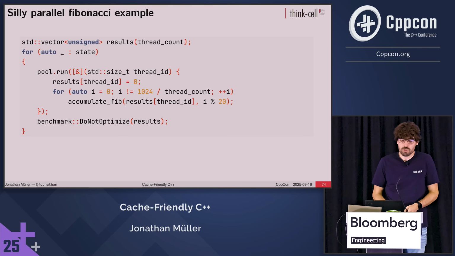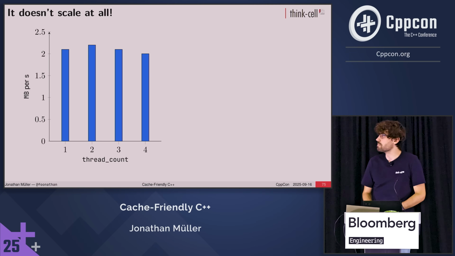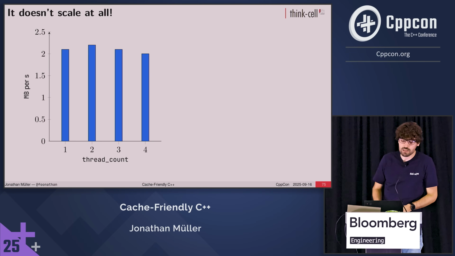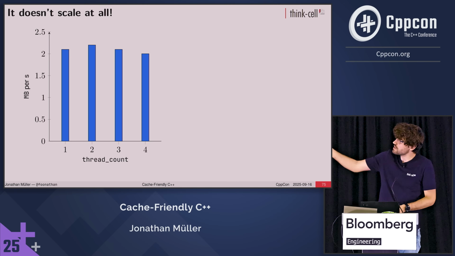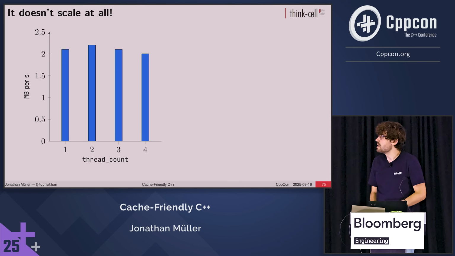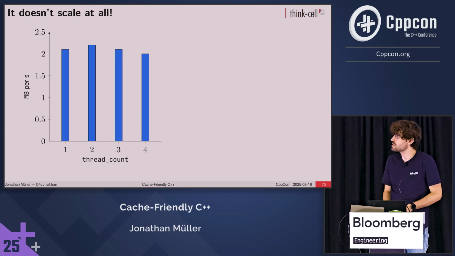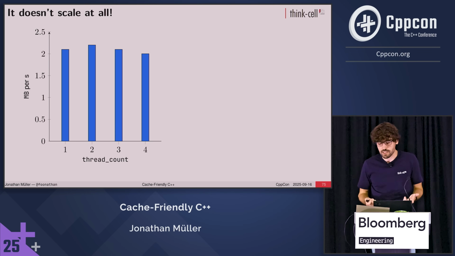However, if we actually run the benchmark, it doesn't scale at all. In fact, as we increase the number of threads, our performance even goes down. So if we use 4 threads, we are less fast than if we just had a single thread, which isn't what you want to see when you parallelize things. So why is that?